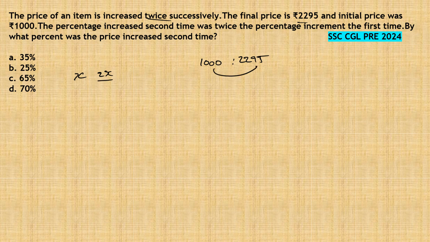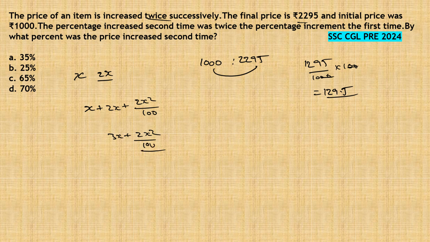The percentage increase is 1295 upon 1000 into 100. To find the percentage increase, the percentage increase is 129.5. What is the successive increase of x plus 2x? That is x plus 2x plus 2x square upon 100, that is 3x plus 2x square upon 100. We don't know the value of x, so to know the approximate value, you can divide 129.5 by 3. 129 divided by 3, that is x is around 43.